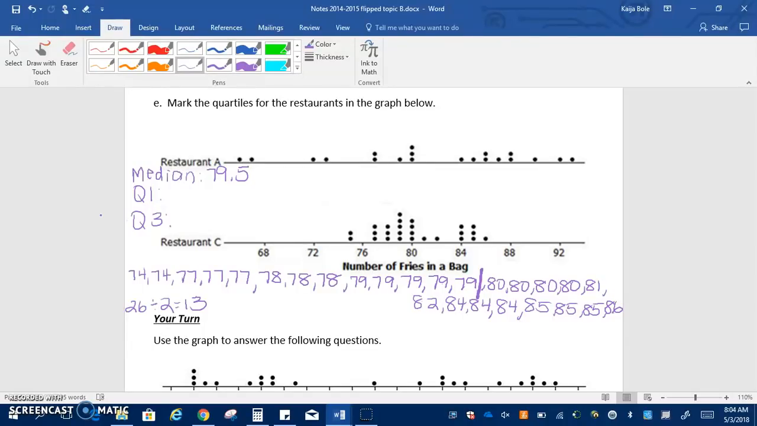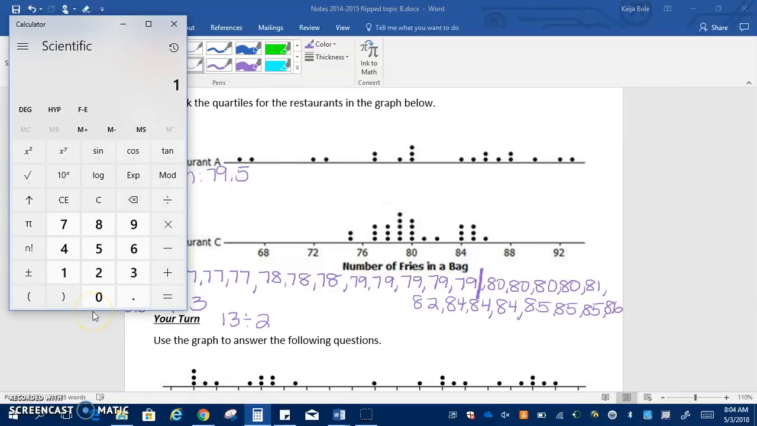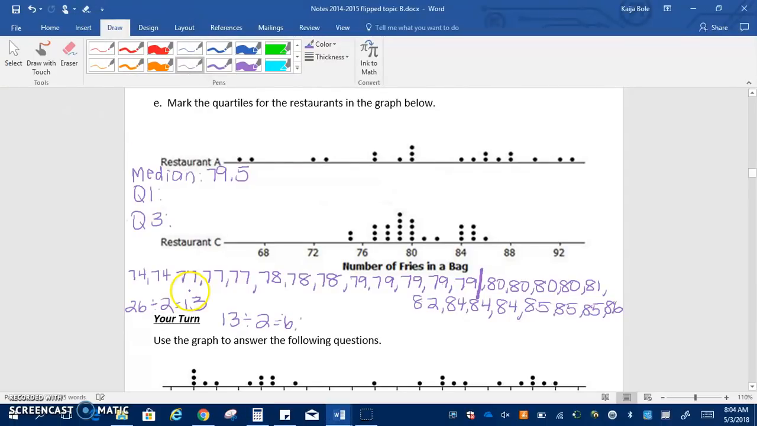Now because we have 13 numbers on the left-hand side, let's do our lower quartile. If we take 13 and divide that by 2, we end up with 6.5. So our 7th number is going to be our lower quartile. We count 1, 2, 3, 4, 5, 6, 7, so our lower quartile is 78. Same thing on the right-hand side for our upper quartile. Count in 7, so 84 is our upper quartile.